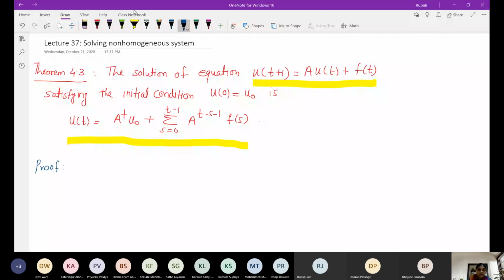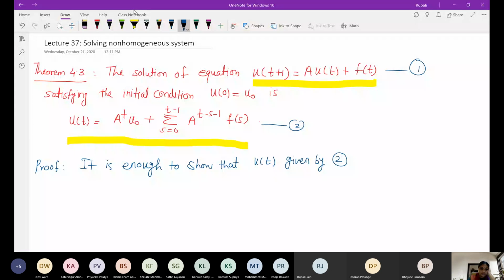Something is a solution if it satisfies that equation. So if I show this solution satisfies this equation, then I can say that this is a solution. So it is enough to show that. We will give numbers 1 and 2 to these. It is enough to show that u of t given by equation 2 satisfies equation 1.